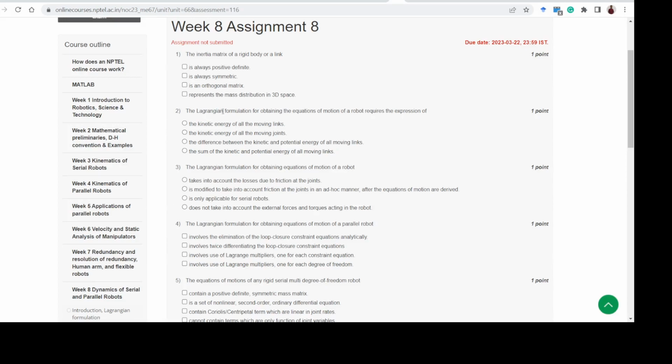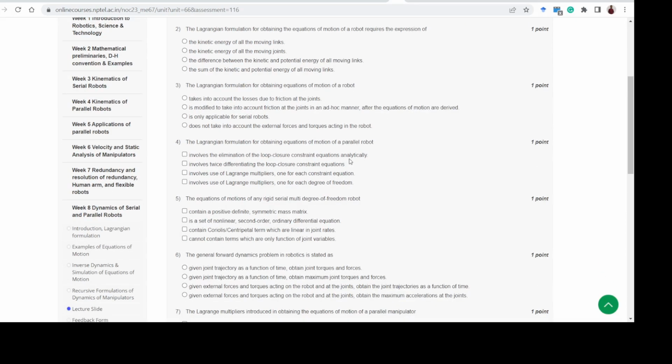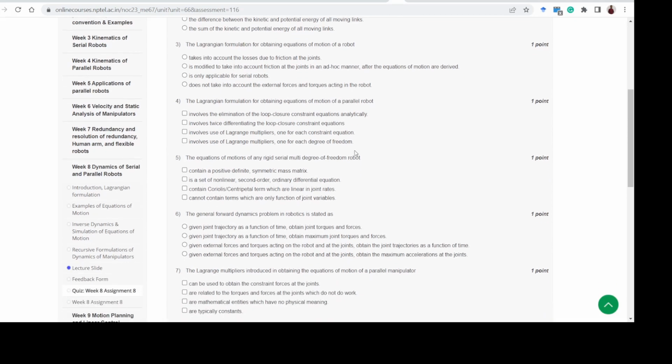And then the next question is about the Lagrangian formulation. What do you require? If you have gone through the lecture notes, you know that the difference between kinetic and potential energy is required for the complete system. Then there is a question about friction and what kind of robots the formulation is applicable to. For friction, there are some points that need to be kept in mind, and they are given in the notes. And the Lagrangian formulation for parallel robots is again directly from the notes.